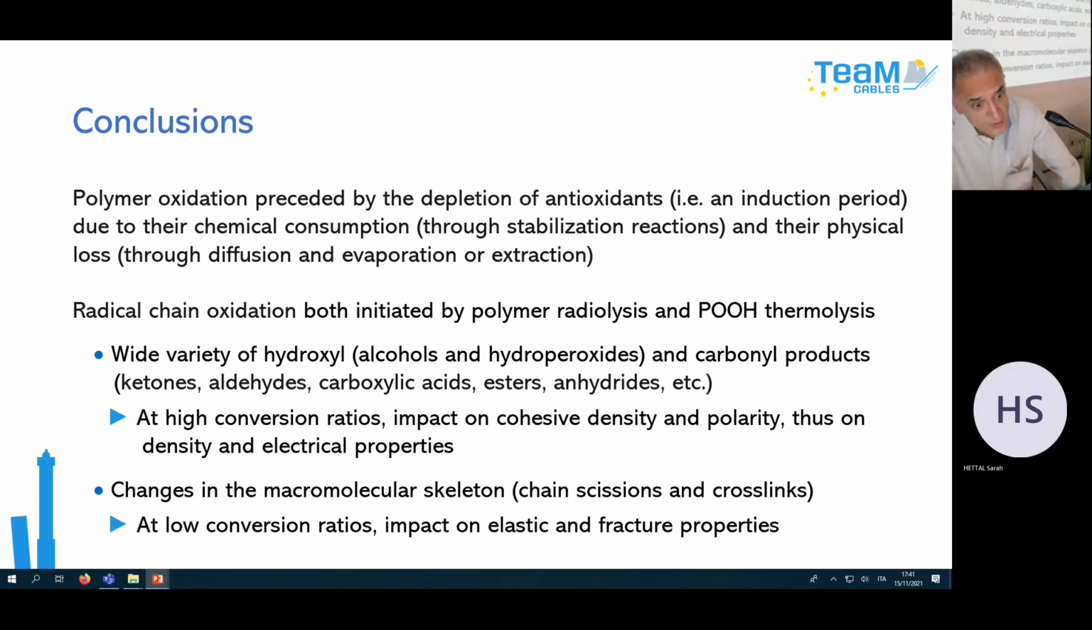But oxidation leads also to change in the macromolecular skeleton. We have seen that we can have formation of chain scission, cross-linking, and these macromolecular changes are responsible, at low conversion ratio, for the modification of mechanical properties, particularly elastic and fracture properties. Thank you for your attention.